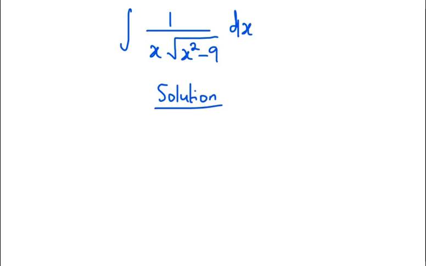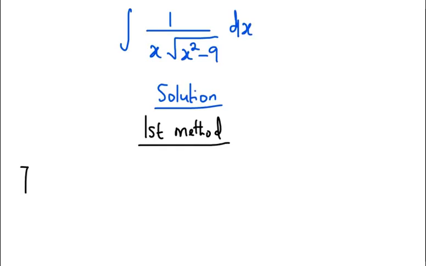Today we have another interesting indefinite integral from MIT Integration B 2025. We have to evaluate the integral of 1 over x root of x squared minus 9 dx. So in this video, I'll be presenting two different methods. For my first method, we're going to make use of trigonometric substitution. So let's start with our first method.